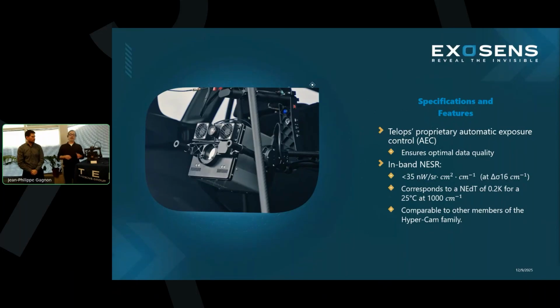Also, related to noise, as usual, we measure it in terms of noise equivalent spectral radiance, or NESR. The level of NESR for the Nano is similar to the other members of the family. I think it's the same as the Hypercam Airborne Mini. The R&D team did a very good job at keeping it in check throughout the development of the project, to make sure at the end we get a system that provides a signal to noise ratio relative to the other members of the family. What that means is that if you're trying to detect gases, you get the same detection level as the other members of the family.